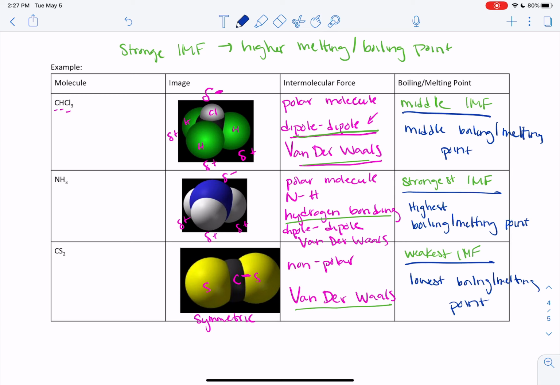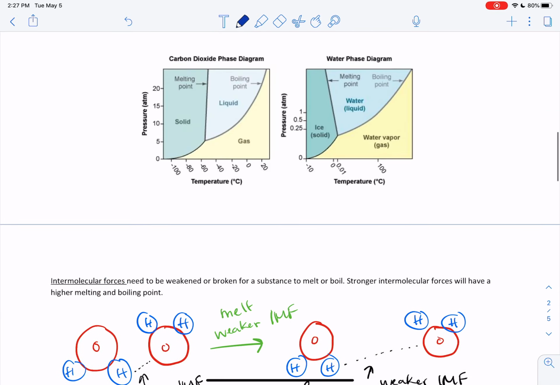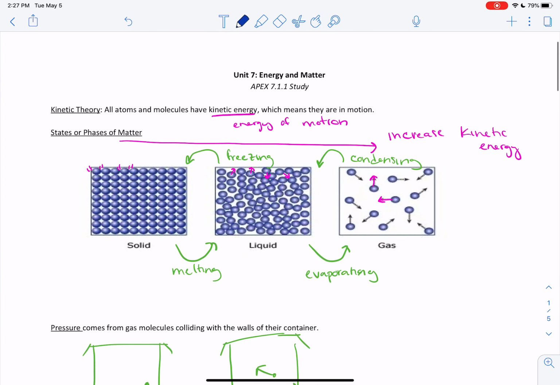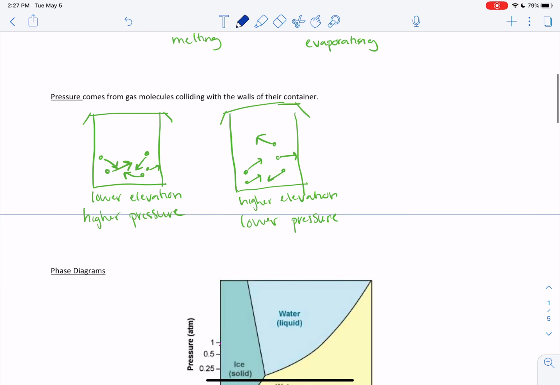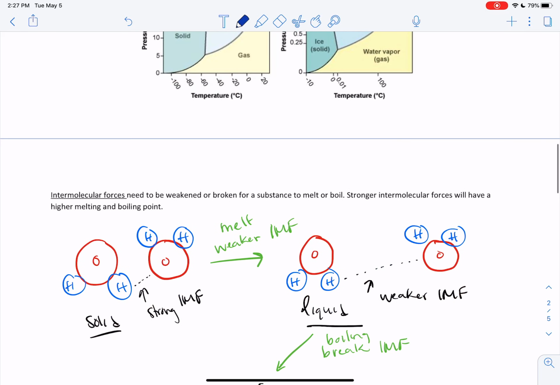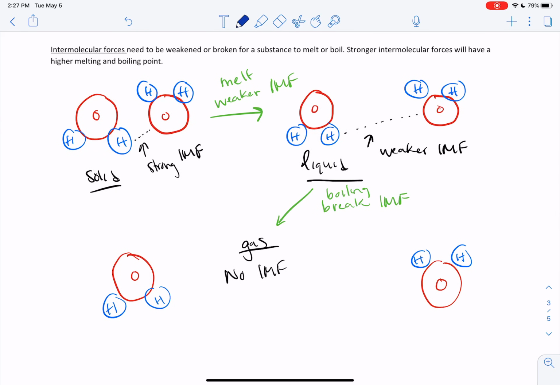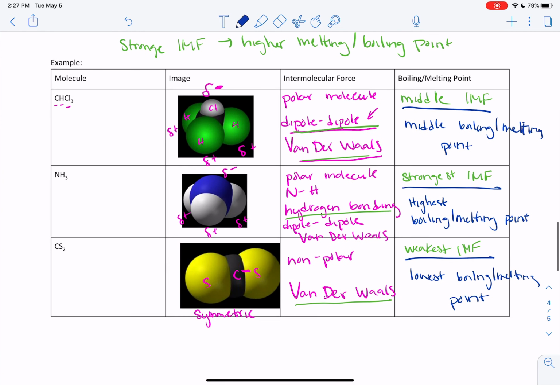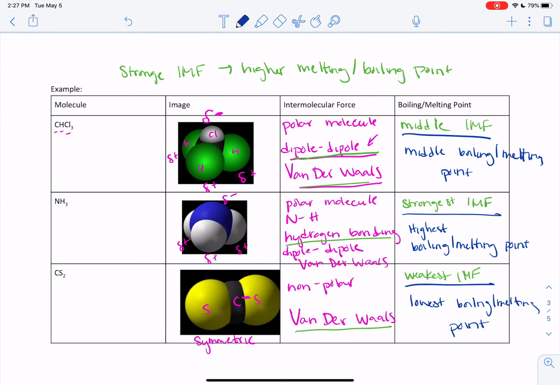Okay. So from today, we need to be able to understand what solids, liquids, and gases are, that they're all in motion. We need to know where pressure comes from. We need to be able to interpret phase diagrams. We need to understand why stronger intermolecular forces means you're going to have higher melting and boiling points. And we need to be able to use that to predict the type of intermolecular force and use that to make predictions about melting and boiling points.